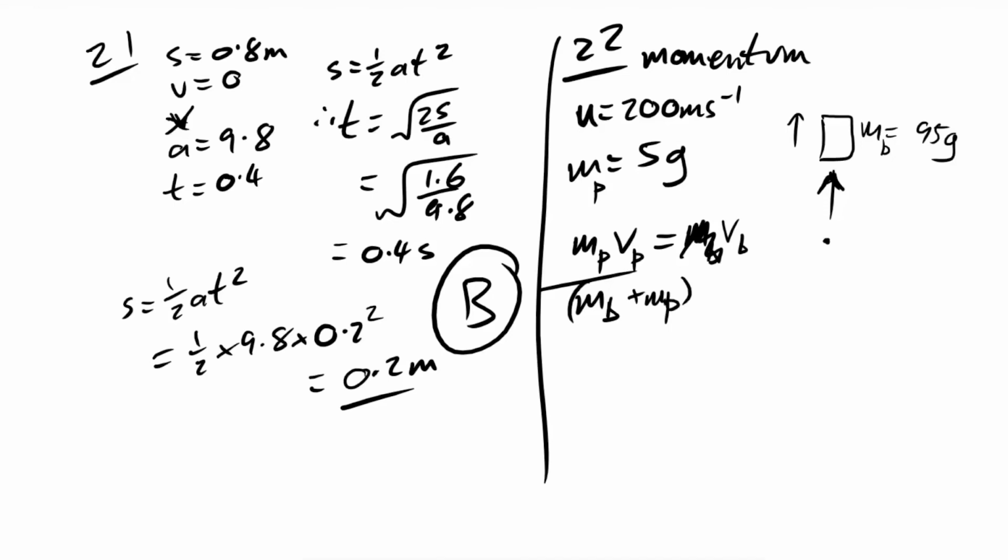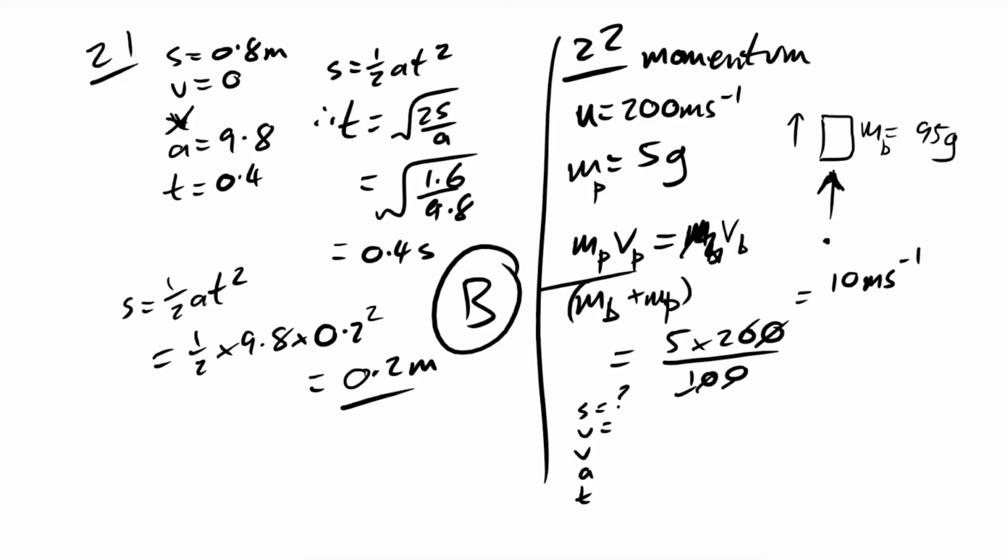Why not? So that's going to be 5 times 200. Again, it doesn't matter that we haven't turned it into kilograms because it's all relative, divided by 100. So therefore, it's just going to be 5 times 2. And so that's just going to be 10 meters per second. And so then we're just going to use SUVAT to get the total distance moved. So let's write down SUVAT. We're looking for S. We know we have a U of 10 meters per second.